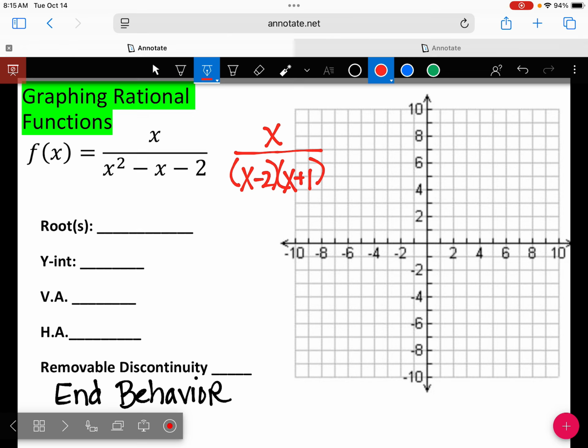When we set our numerator equal to 0, that would be x equals 0. And that means we have a root. So this is from the numerator. So that would just be x equals 0. There's nothing to add or subtract. So that means that (0, 0) is my x-intercept. I'm going to go ahead and plot that point.